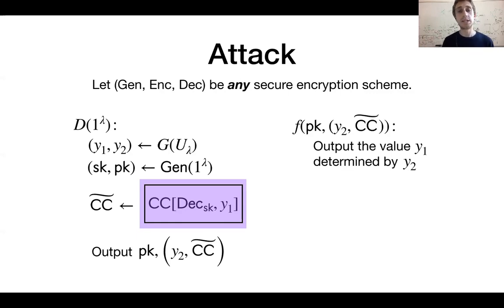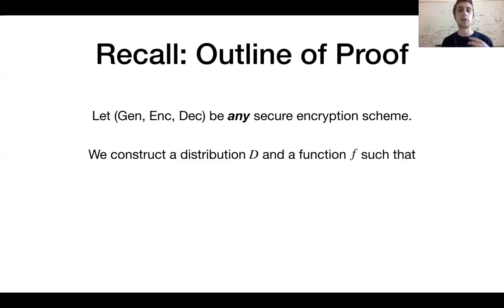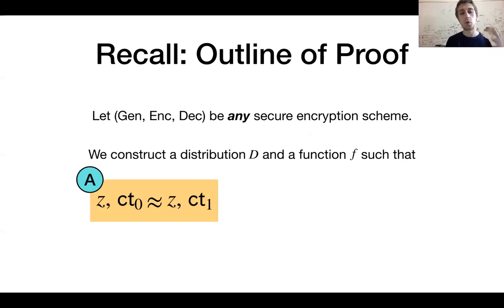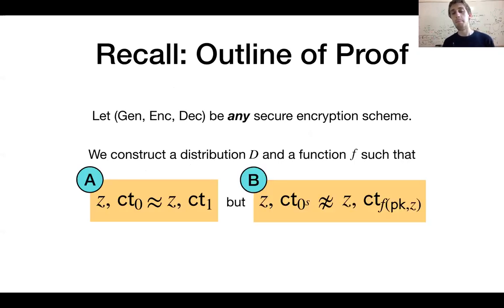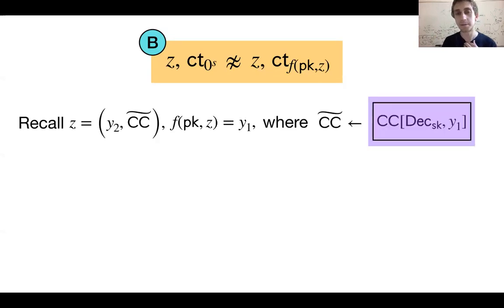And so recall the outline of the proof: we have any secure encryption scheme, and we've constructed this distribution D and function f. Now we need to show semantic security holds, but this strong KDM notion with respect to this function f does not hold. So this can be distinguished. We'll start with part B here. For part B, we want to show ciphertext for all 0 strings can be distinguished from ciphertext of this function in the presence of this auxiliary input.